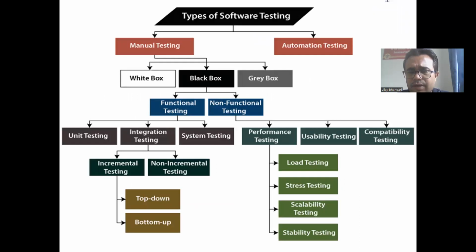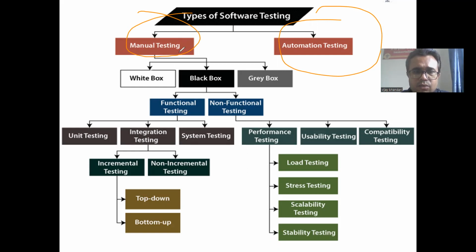These are the types of software testing. On the left hand, you can see manual testing, and on the right hand, you can see automation testing. Manual testing goes to white box testing, black box testing, and gray box testing. These are the testings which describe the white box, black box, and gray box.